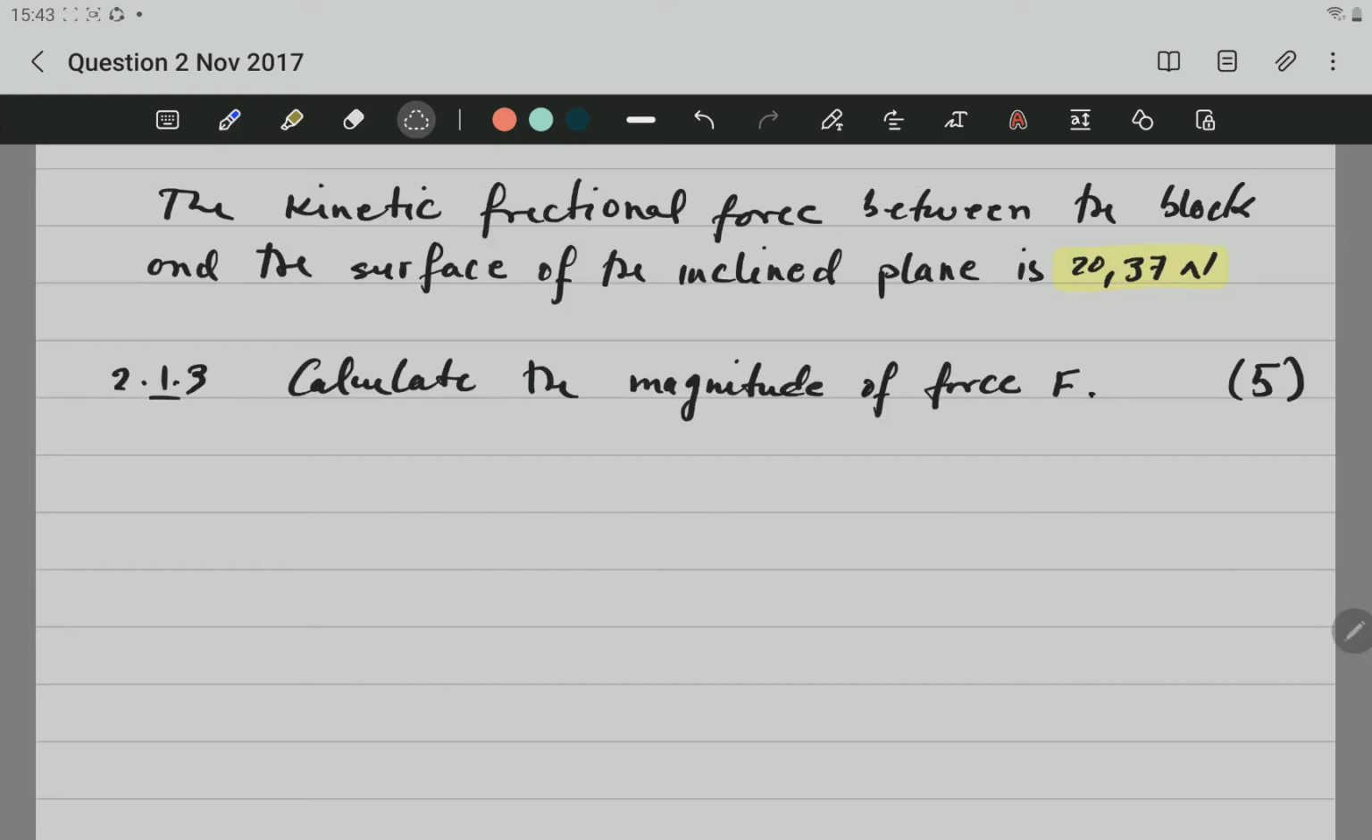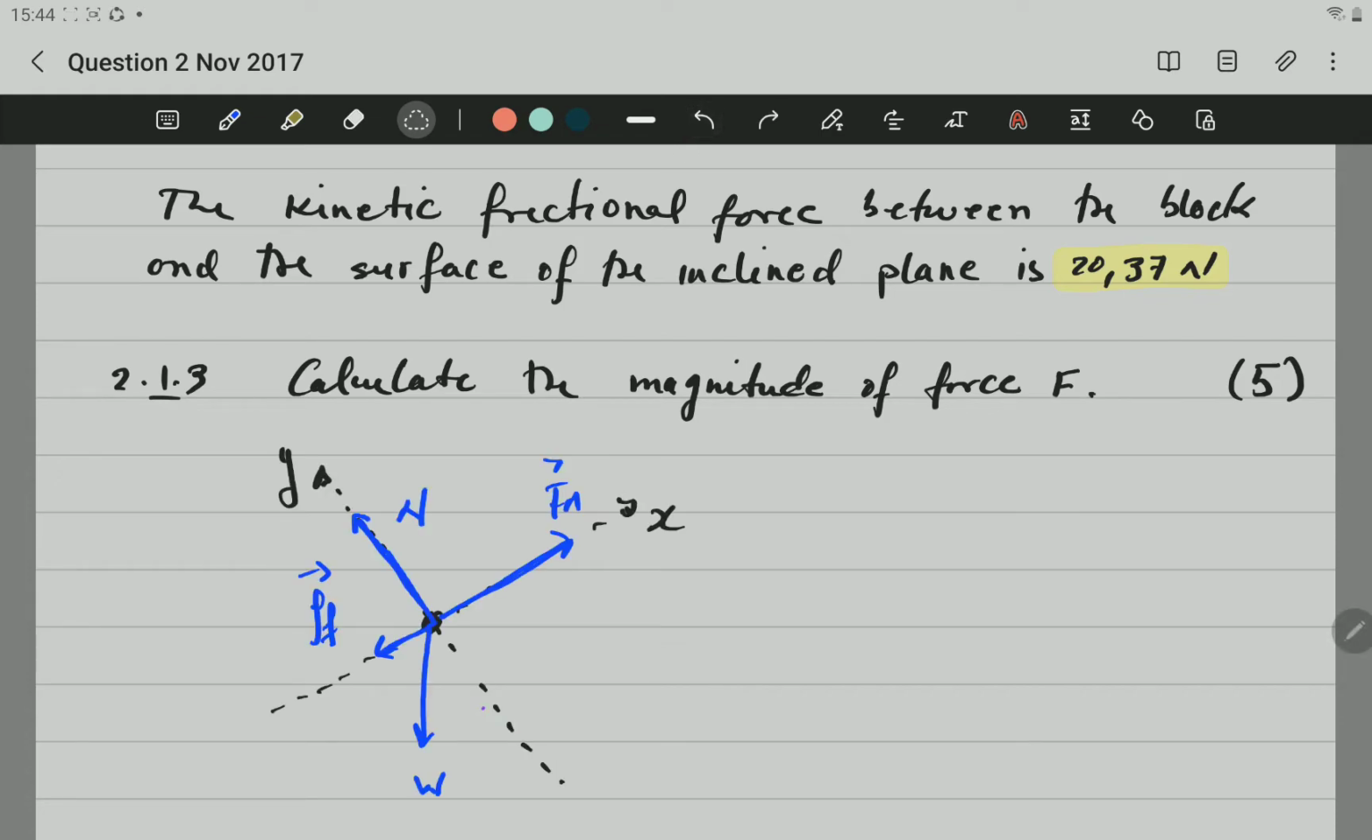Now in this question they say the kinetic frictional force between the block and the surface of the inclined plane is 20.37. Calculate the magnitude of the force. So for this question we are first of all going to do the free body diagram, but a different one. This one is going to be with all the components and the axis. So we have here the free body diagram with axis. I draw the axis and we have the forces.